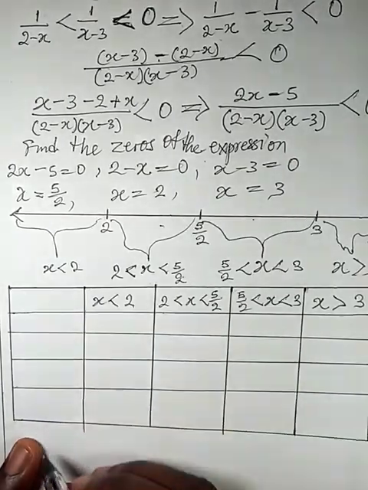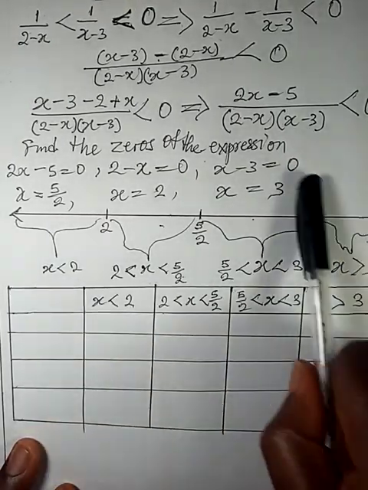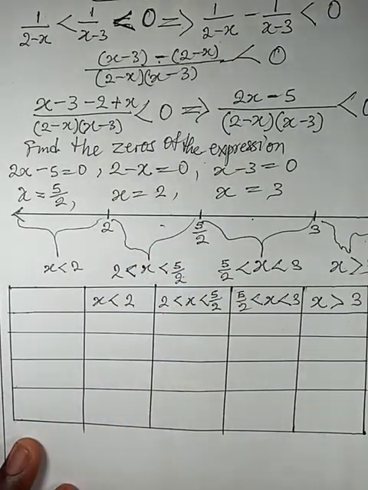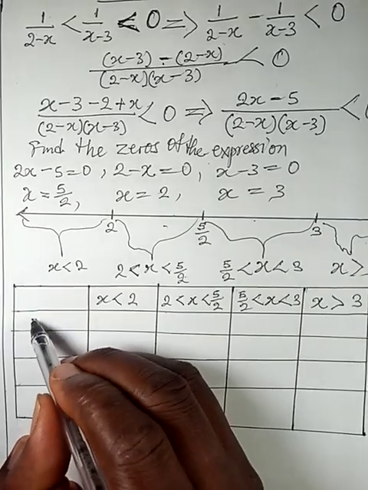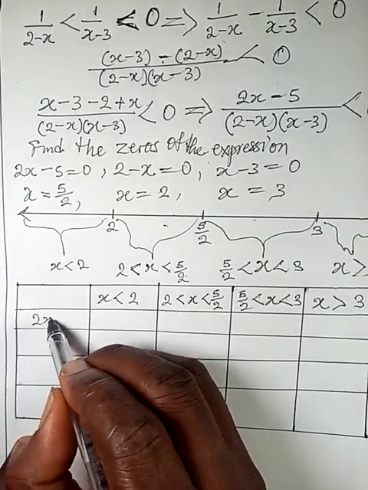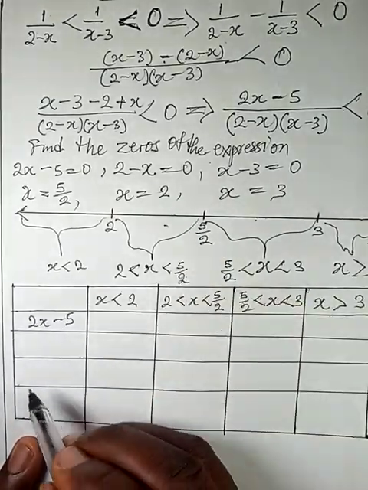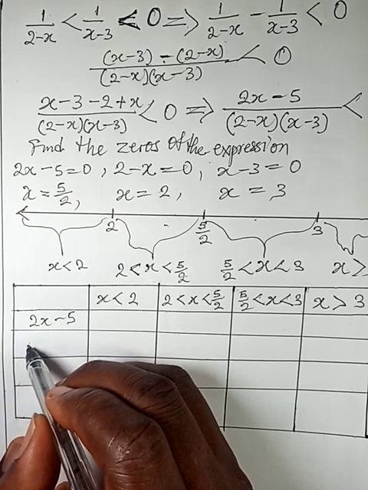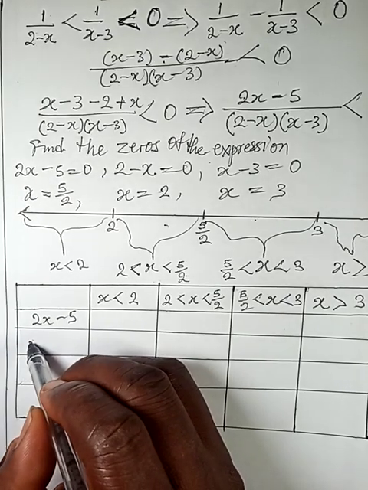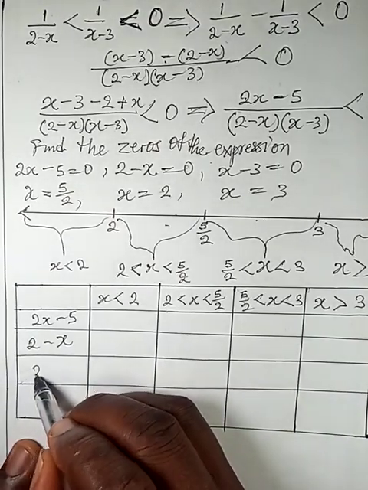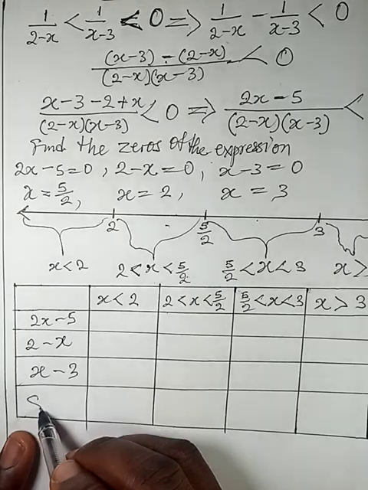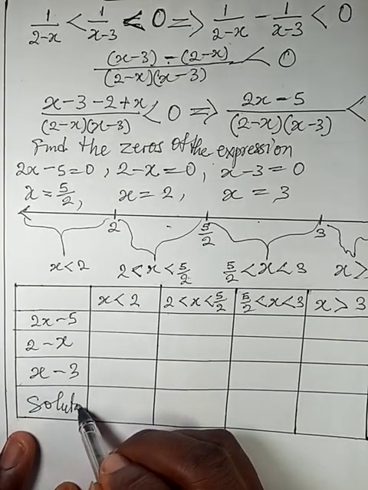So what do we have here? The values we have in our expression. The first value is 2x minus 5. The second down, that's the denominator now, 2 minus x. The next one is x minus 3, and then this will be the solution.